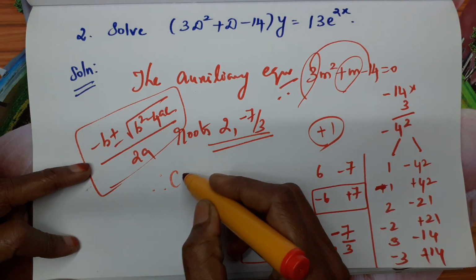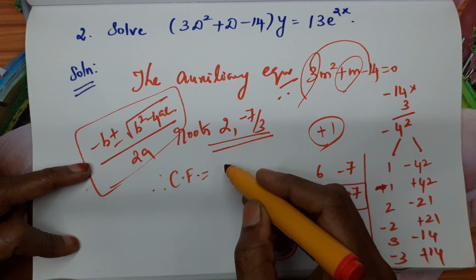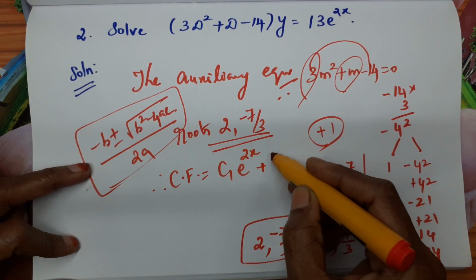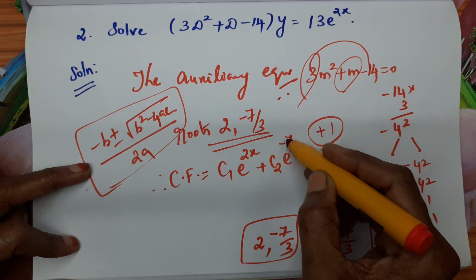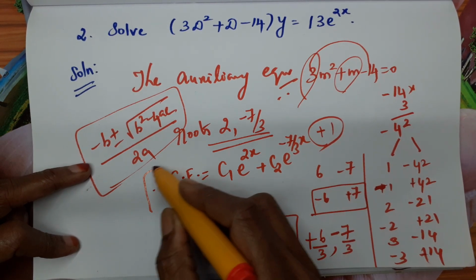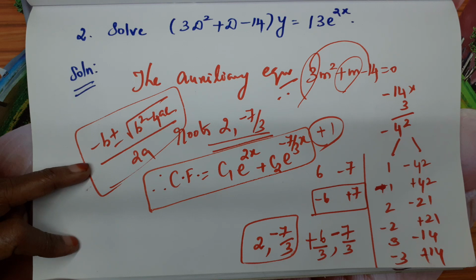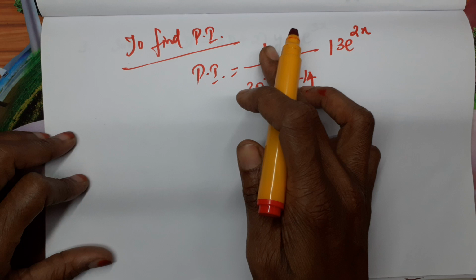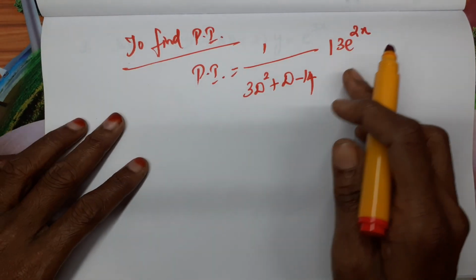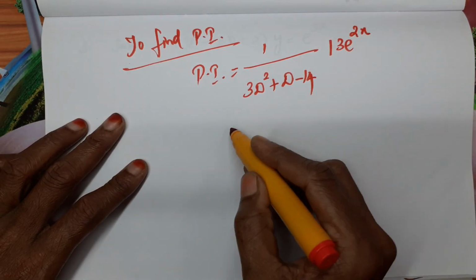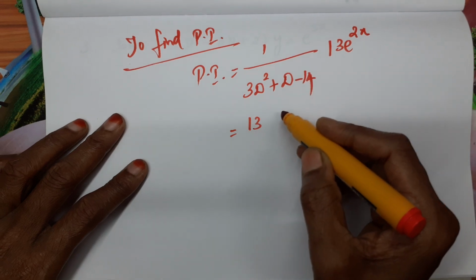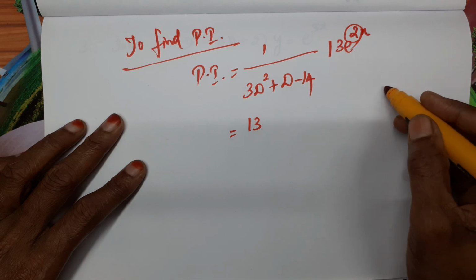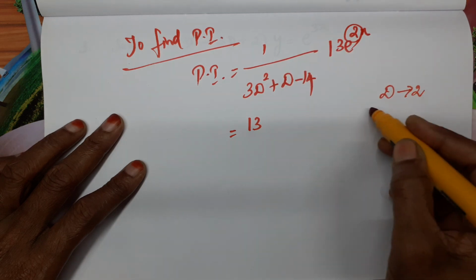Now these two are the roots, two different roots. Therefore the complementary function is equal to first constant e power first root into x plus second constant e power second root into x. This is our complementary function. Now come to the particular integral. The particular integral is 1 by 3D squared plus D minus 14 into 13 e power 2x. 13 is a constant, so I can take it out. After taking 13, the coefficient of x is 2, so D has to be replaced by 2.